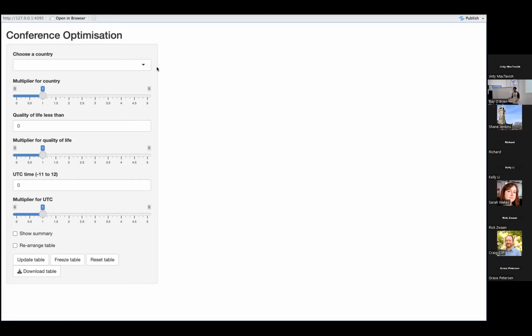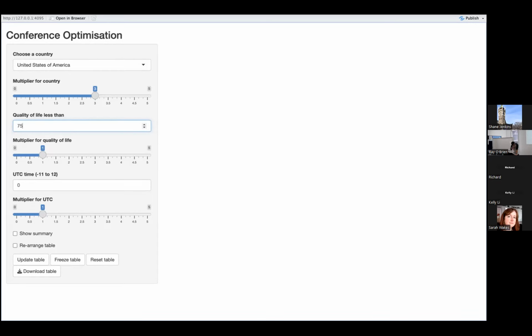Let's start with our first host country, which is the United States. We would select United States in this drop-down box, then move the country multiplier to around 3, which I found to be the sweet spot after testing. Because we want to prioritize developing countries' attendance, we would put quality of life less than 75 countries are prioritized with a 5 times multiplier. Then we will click update table.